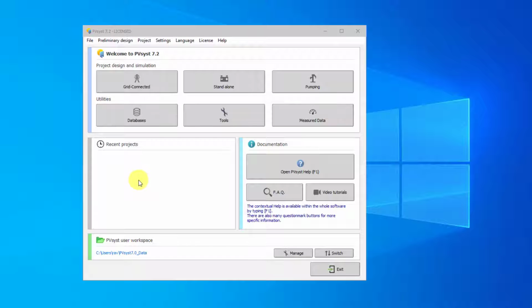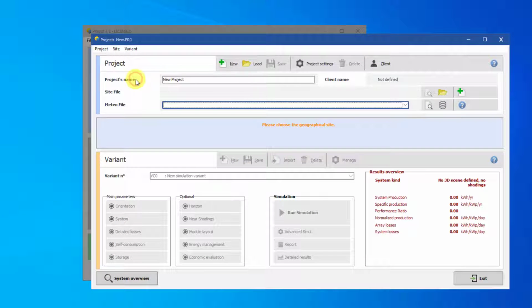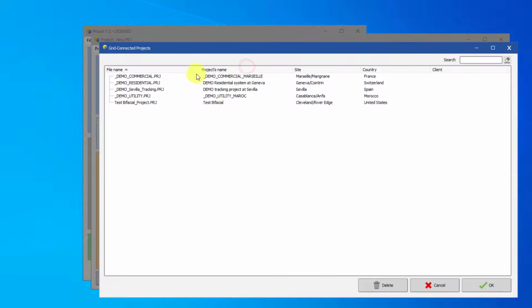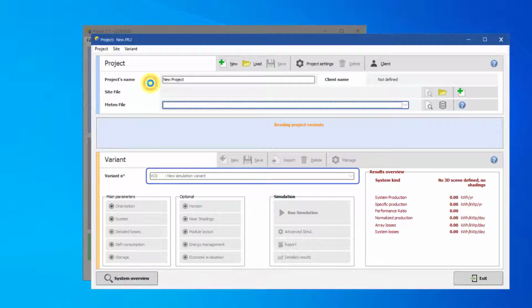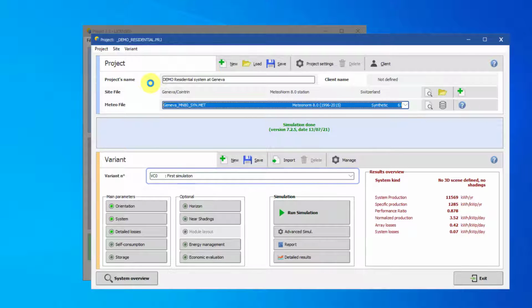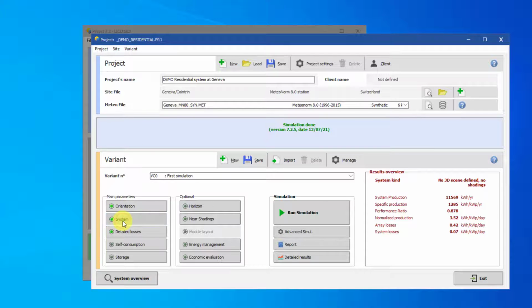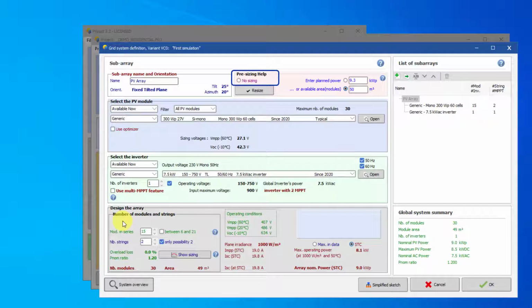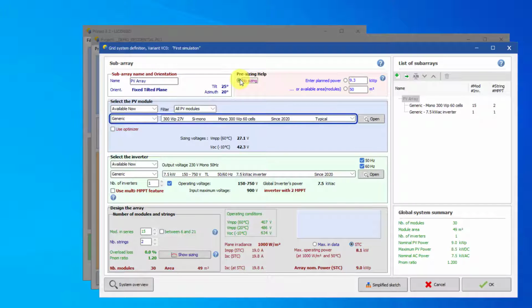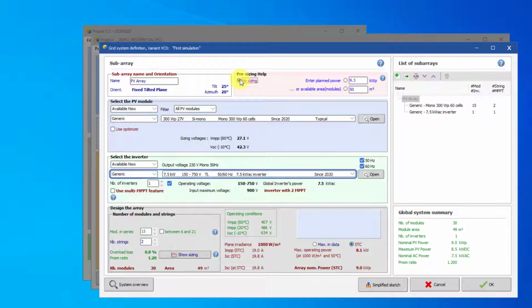Start by opening a grid-connected system and open the residential demo project. We will work with the first variant, VC0. Click on System. In order to show some of the features of the array sizing tool, let's click on No Sizing. In this project, we are using 300 watt peak modules and a 7.5 kilowatt inverter.